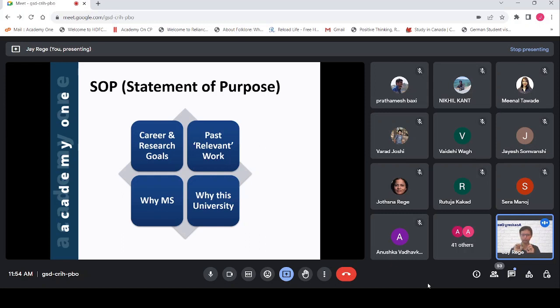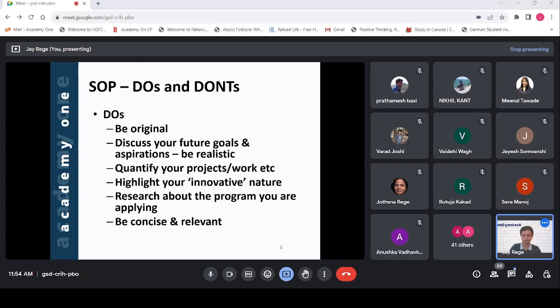But this should be the focus of your SOP. There are a few things that you should do while writing an SOP. I would say you can just read that.